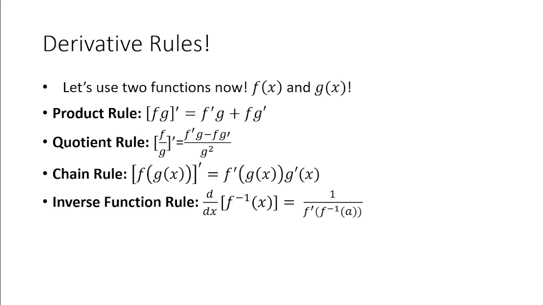The chain rule is what happens if you want to take the derivative of a composite function. This is probably the most complicated derivative rule that we're going to have.